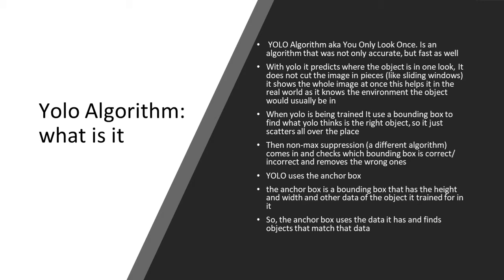When YOLO is being trained, it uses a bounding box to find what YOLO thinks is the right object, so it just scatters all over the place. The non-max suppression, a different algorithm, comes in and checks which bounding box is correct or incorrect, and removes the wrong ones. YOLO uses the anchor box. The anchor box is a bounding box that has the height and width and other data in the object it trained for in it. So the anchor box uses the data it has and finds the objects that match the data.